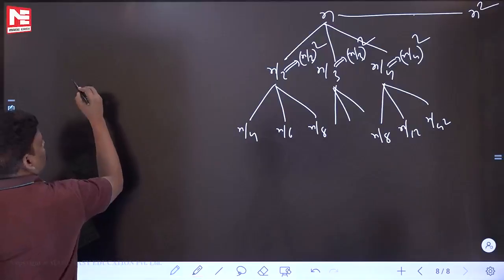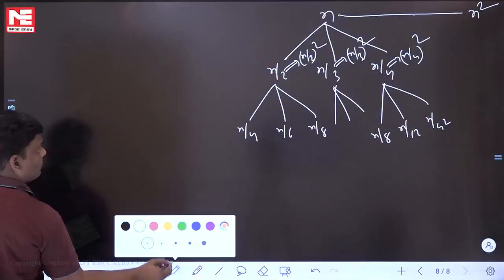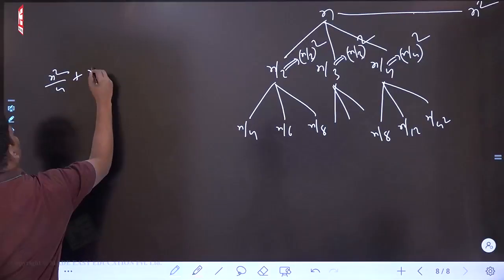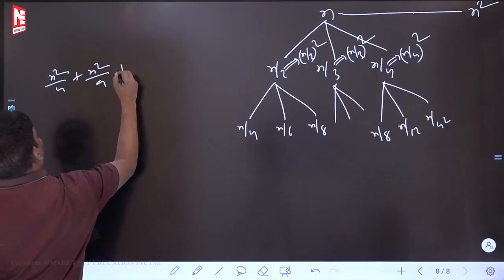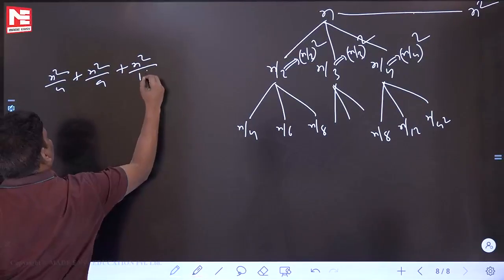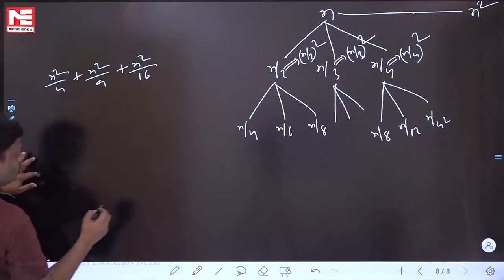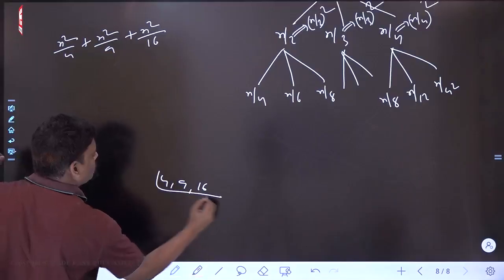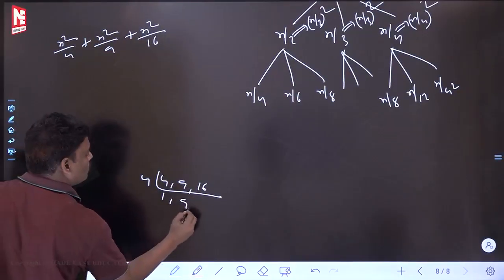What is the first one? First one is going to be n square by 4. Second one, n square by 9. Third one, n square by 16. Right? Find the LCM for that. 4, 9, 16.